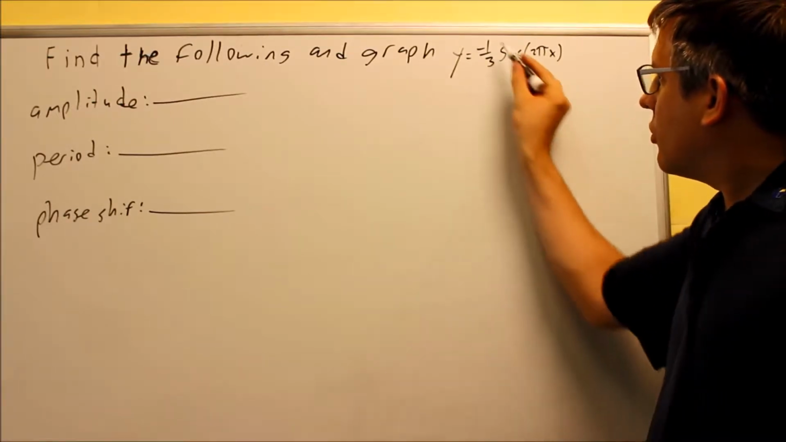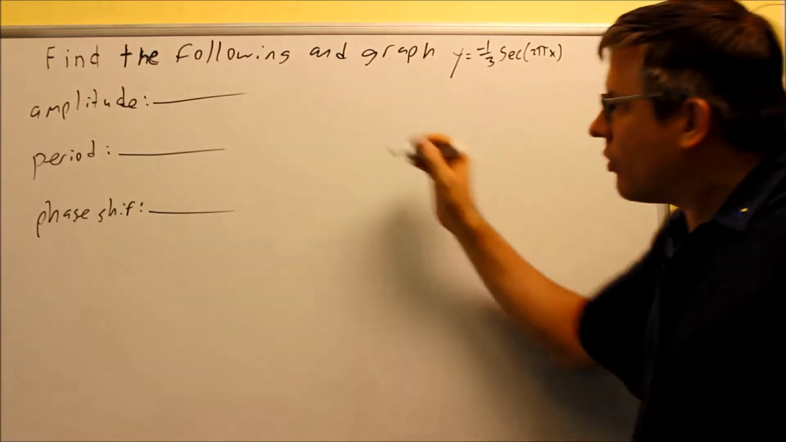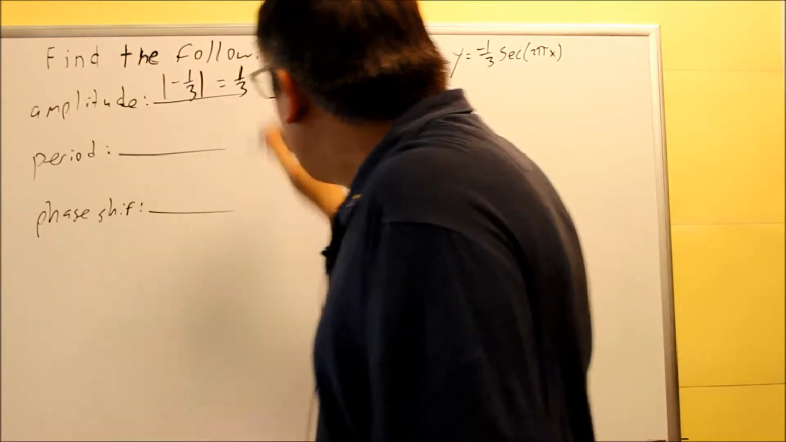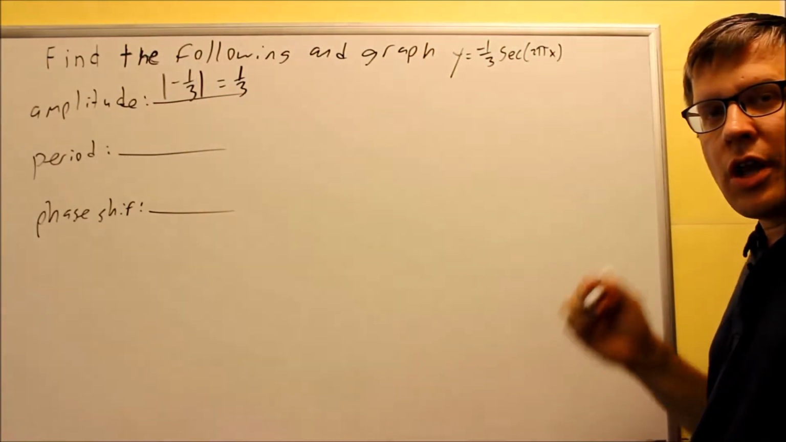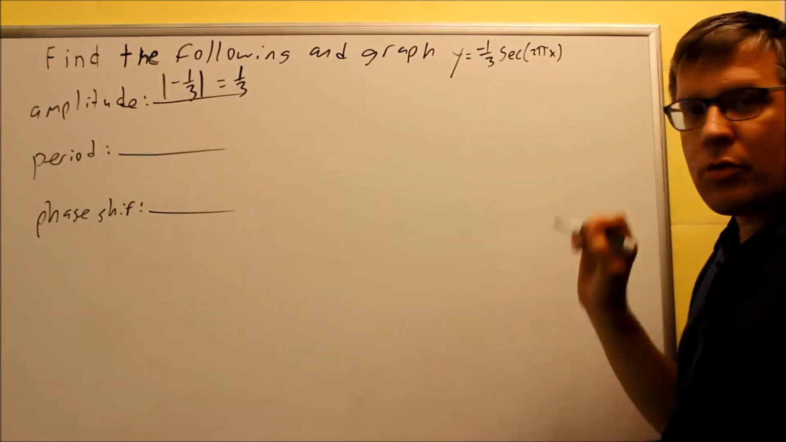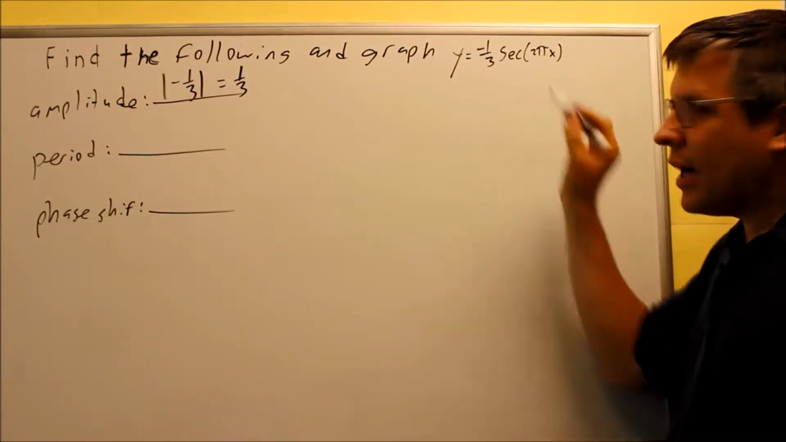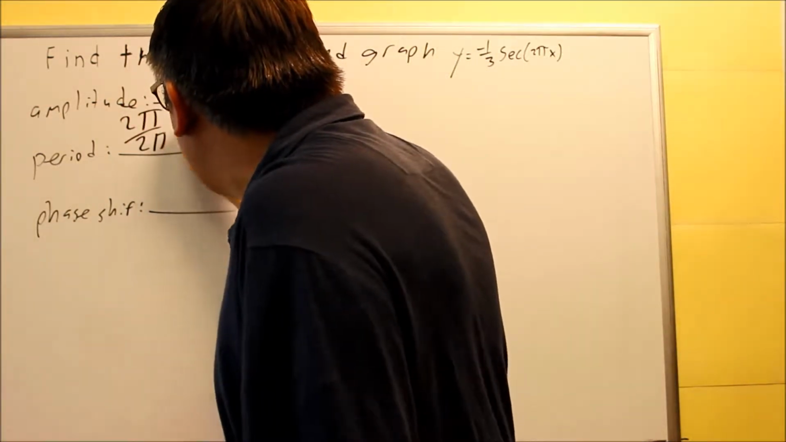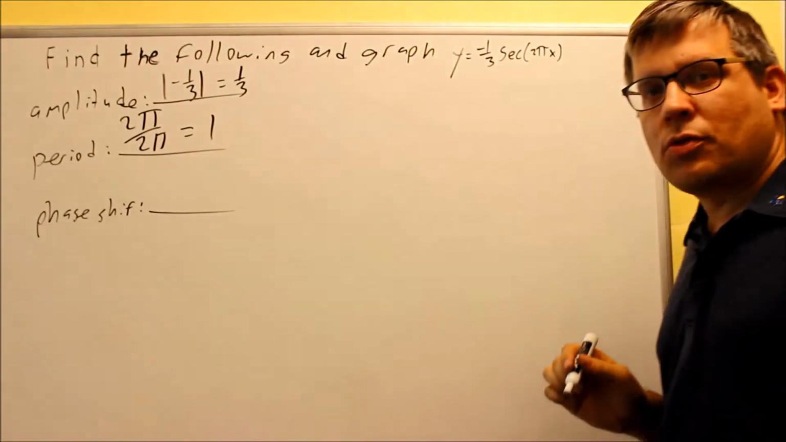Okay, so amplitude, we're going to take the absolute value of this number, negative 1/3. So the absolute value of negative 1/3 is going to be positive 1/3. That's your amplitude. Next, you're going to do period. That period is 2 pi divided by the number in front of the x. Now in this case, I have a 2 pi in front of the x, so my period is 2 pi divided by 2 pi, which is 1. Okay, so period is 1 this time.